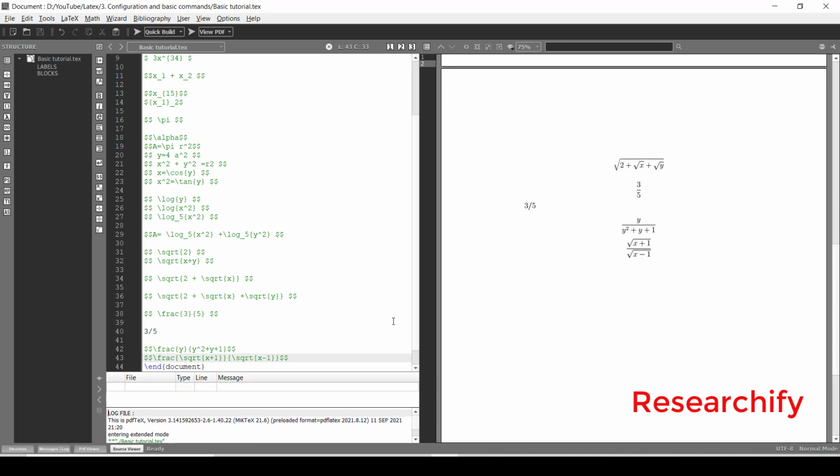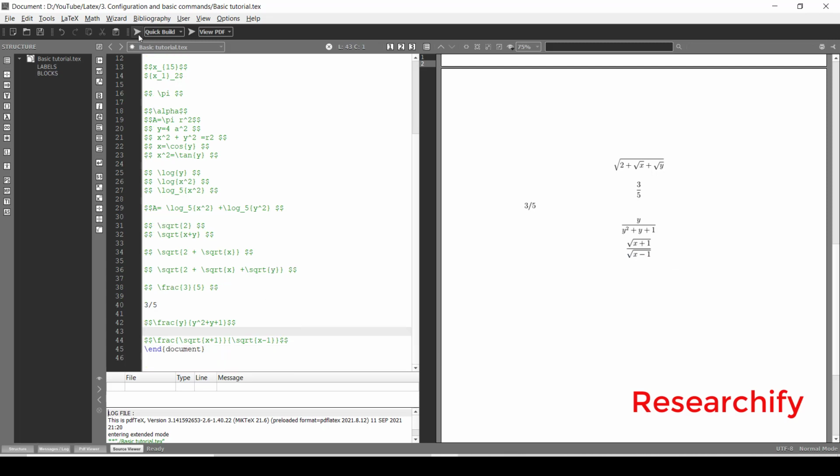Here I will just keep one space so that it will display in the next line. See, root over x plus 1 divided by root over x minus 1. So you can write this type of format.